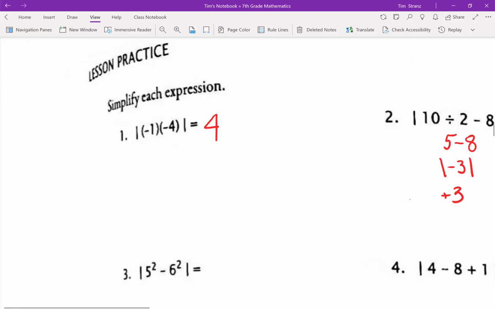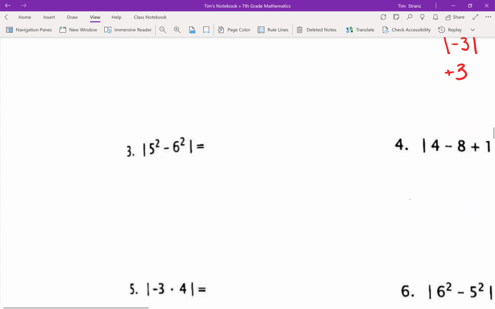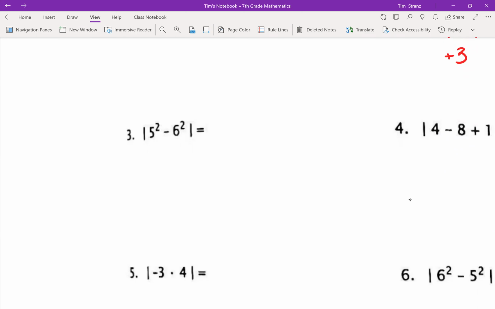Okay, number three, we have 5 squared minus 6 squared. So 5 squared would be 25. 25 minus 6 squared, which is 36, right? That normally would give us a -11. But since it has the absolute value brackets, it's going to turn into a +11.